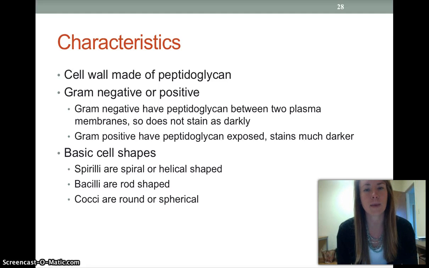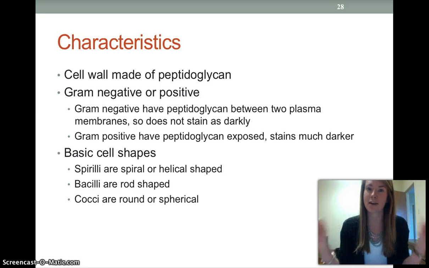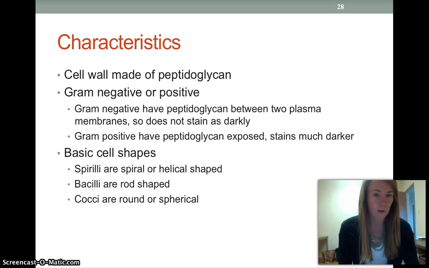And then the gram-positive bacteria do not have a second plasma membrane on the outside of their peptidoglycan cell wall, so they stain much darker. So that's one way that we differentiate between different types of bacteria, whether they're gram-negative or gram-positive. Most bacteria that are harmful to humans are, in fact, gram-negative, but some gram-positive ones have also been shown to be. The bacterium that causes cholera is Vibrio cholerae, and that one is gram-negative, but tetanus is a gram-positive bacterium, so both can make humans sick.